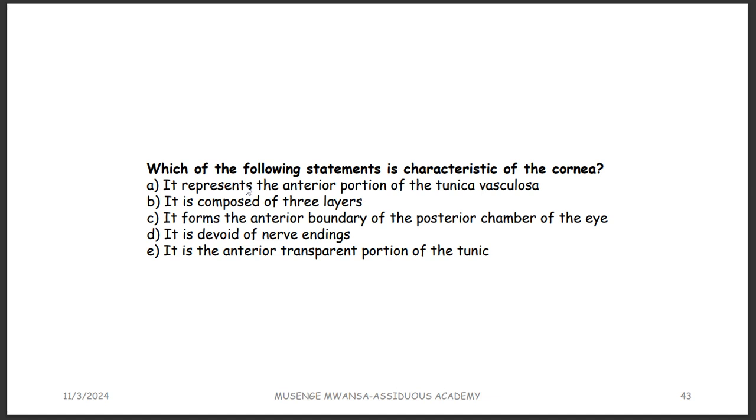So which one are we now going with? It is the anterior transparent portion of the tunic.